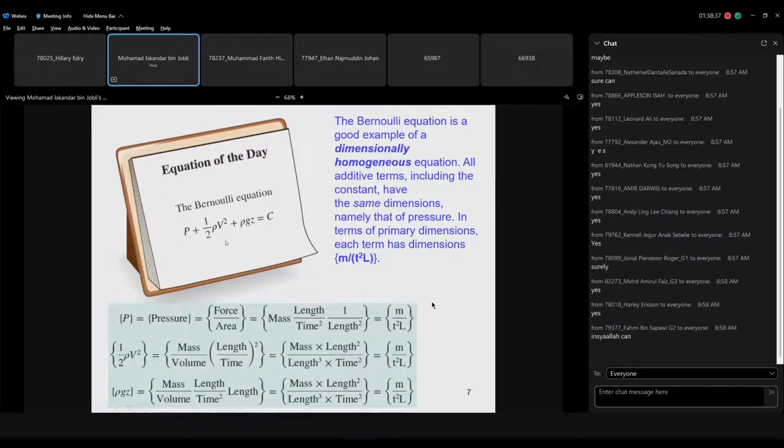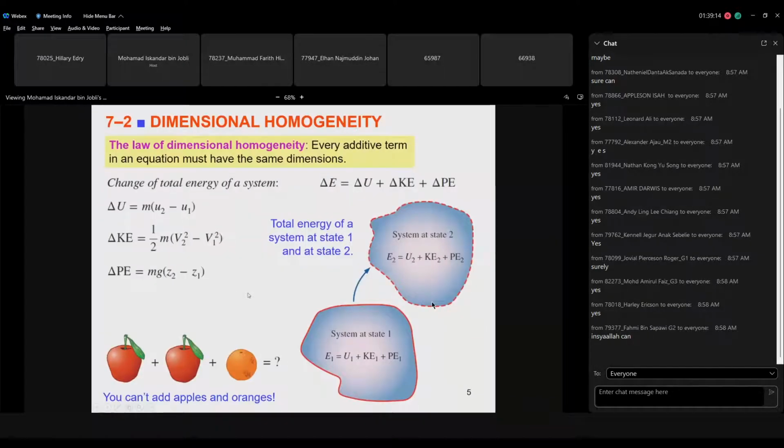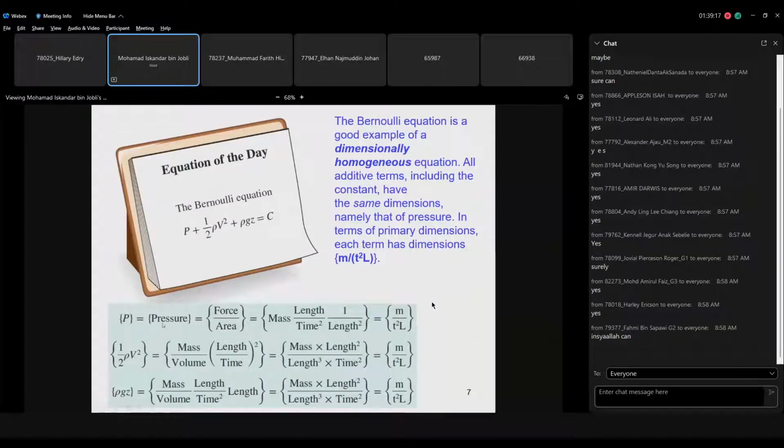Just like this. You have P, and you have to make sure that the first term, second term, and third term are of the same dimension. Here is what you do. Pressure equals force divided by area, and you know that force F equals ma. Again we're moving back here, this is the first slide. Force equals ma, you all know where it comes from. Pressure is F divided by A.